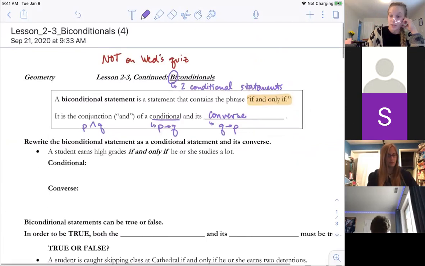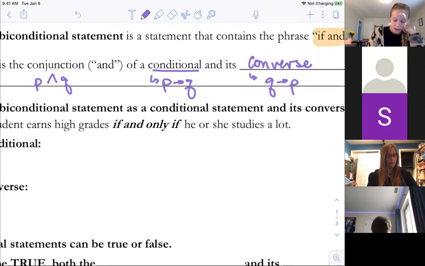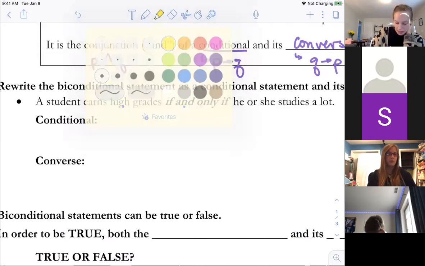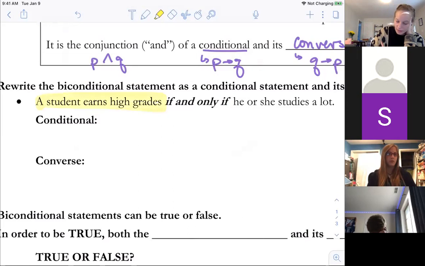Okay. So let's look at what a biconditional looks like. So I wrote you a biconditional statement here. It says, a student earns high grades if and only if he or she studies a lot. So my conditional is the exact order it's written. So I just take out the if and only if and put an if at the beginning and a then in the middle. I keep the student earns high grades at the beginning and I keep he or she studies a lot at the end. So you can think of your hypothesis here being a student earns high grades. That's the first part of my conditional statement. And then he, she studies a lot. That's your conclusion. So I'm going to write this as a conditional now.